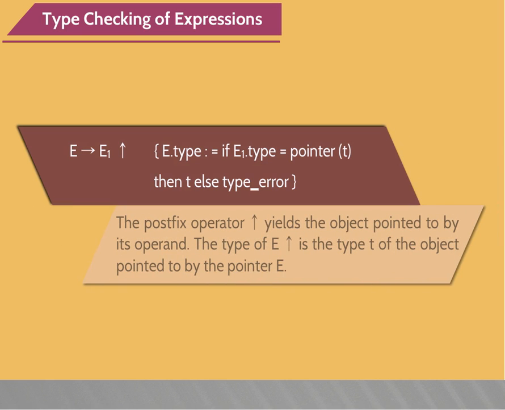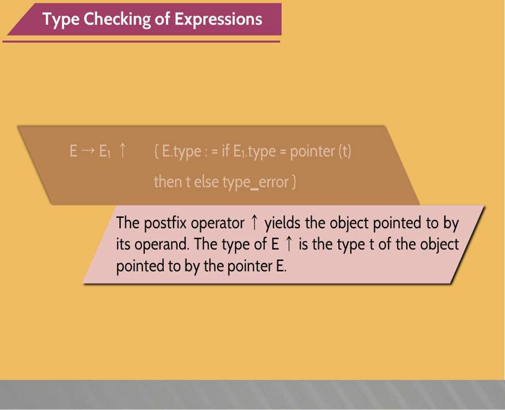E produces E1↑. E.type := if E1.type = pointer(t) then t else type_error. The postfix operator ↑ yields the object pointed to by its operand. The type of E↑ is the type t of the object pointed to by the pointer E.